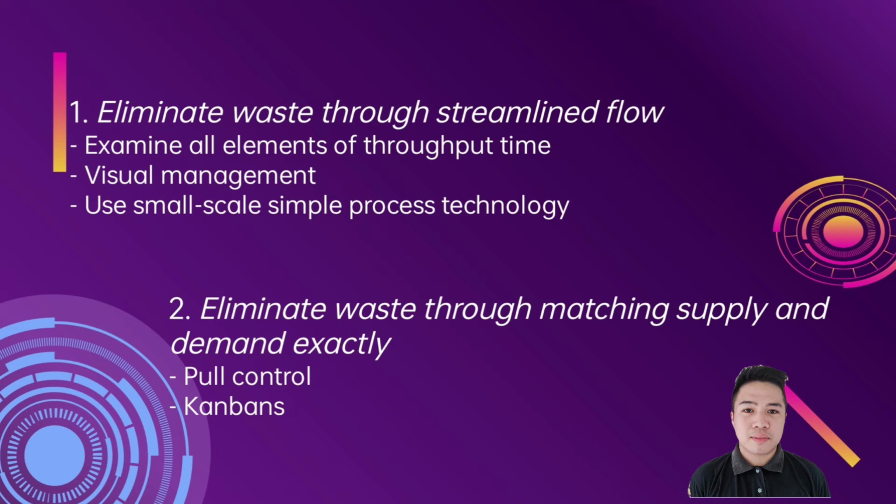Number 2. Eliminate waste through matching supply and demand exactly. Pull control. The essence of pull control is to let the downstream stage in a process, operation, or supply network pull items through the system rather than have them pushed to them by the supply stage. As Richard Hall, an authority on operations, put it, "Don't send anything anywhere, make it come in and get it."